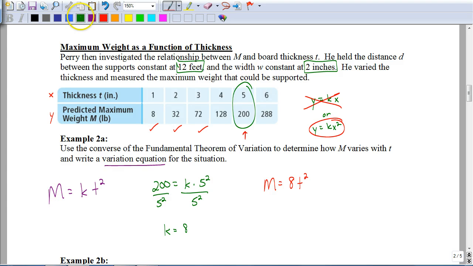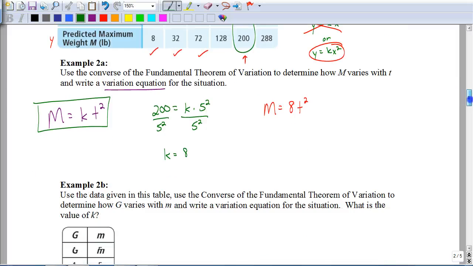But now again, let's go back and look at the general form we came up with. So what we found is that the maximum weight a board can handle is directly proportional to the square of the thickness of the board. Okay, again, remember, we're going to come back to all those in a minute, so just make sure that we remember that.